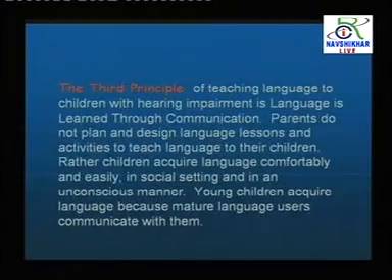And the third principle of teaching language to children with hearing impairment is that language is learned through communication. Parents do not plan and design language lessons and activities to teach language to their children. Rather, children acquire language comfortably and easily in social settings and in an unconscious manner. Young children acquire language because mature language users communicate with them.